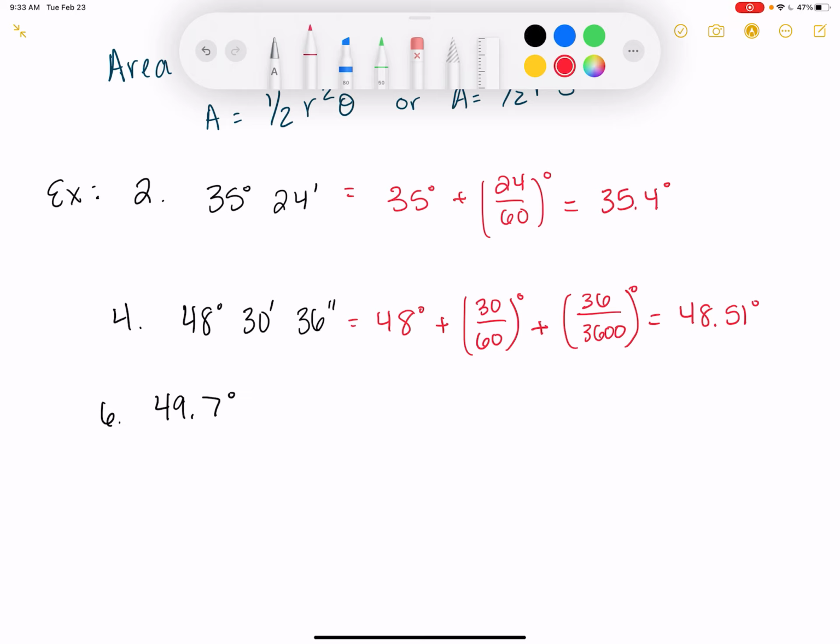Alright, let's see another one. 99.37 degrees, and we're converting to degrees, minutes, seconds. So how do I do this one?